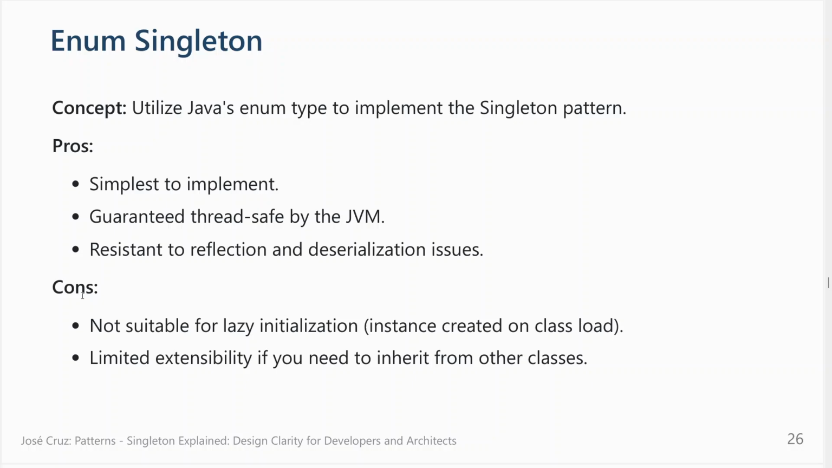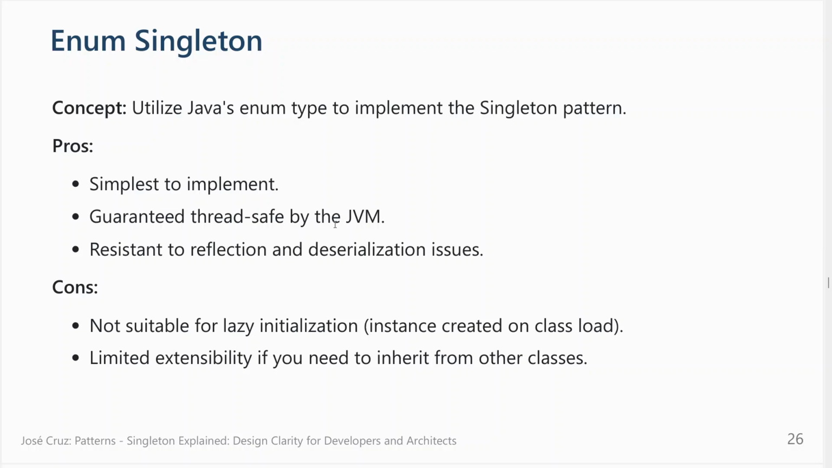Although there are some cons against it, it's very pure, because by the definition of an enumerator in Java, when you define an enumerator, the values that you put in the enumeration are already singletons. It's like Java already provided you the implementation of the singleton. So the concept is to utilize the Java enum type to implement the singleton pattern. It's simple because it's out of the box. You don't have to implement anything. Of course, you need to implement the methods that you need to get information from your enumerator.